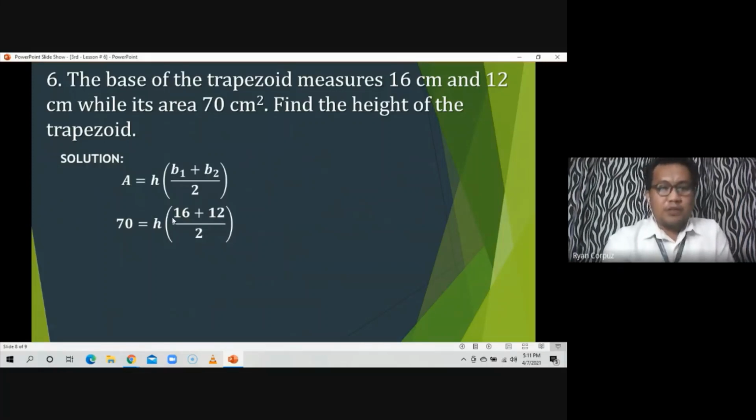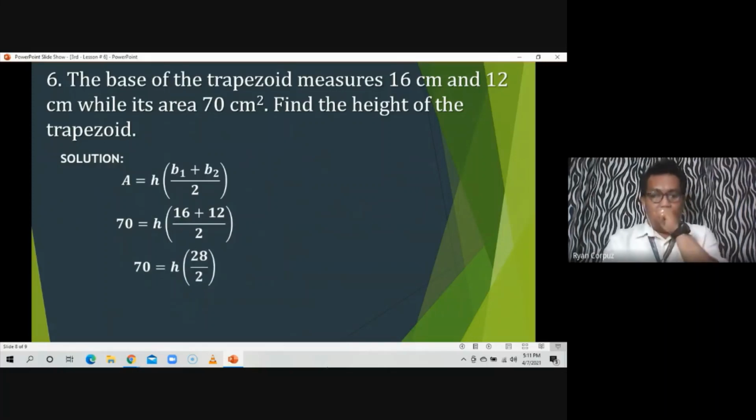So 16 plus 12 will be equal to 28. Then since 28 is exactly divisible by 2, we can simplify that as 14. 14 times h is equal to 14h. So magiging 70 is equal to 14h.